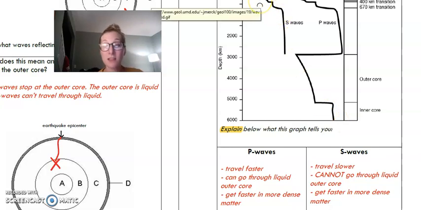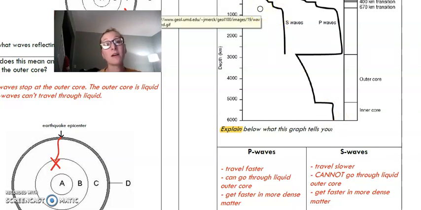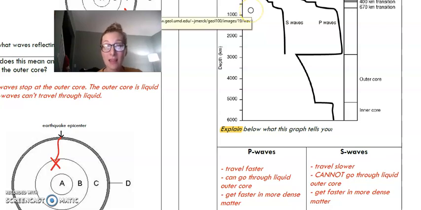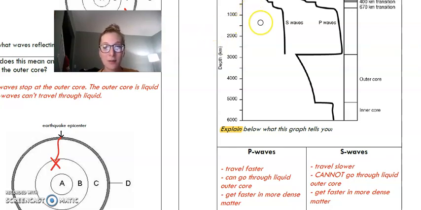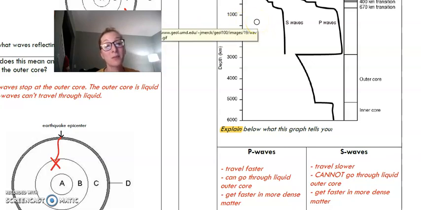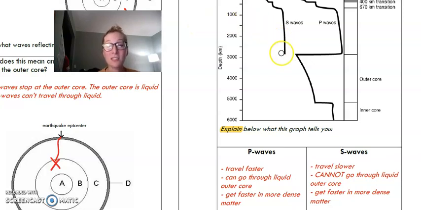Now, S waves are the secondary waves. These are the second ones to come out of the earthquake. They are slower. And they cannot go through the liquid outer core. They just simply stop. You can see that right there. They're done. They can't travel. Their energy doesn't continue to propagate. But they also get faster in more dense material. It's not moving as much as the P wave, but as you go further and further right, the speed of the S wave increases.